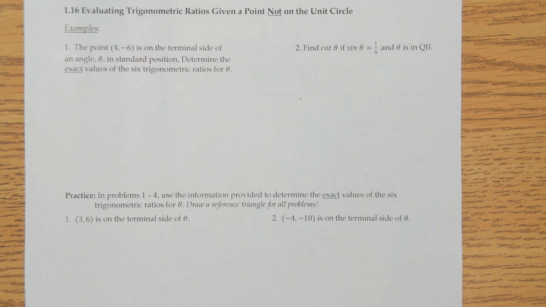Okay, so today we are going to be talking about evaluating trigonometric ratios given a point not on the unit circle. What is important here is, first, again, determine what quadrant we're in. Looking at number 1, it says the point (4, -6) is on the terminal side of an angle theta in standard position. Determine the exact values of the 6 trigonometric ratios.